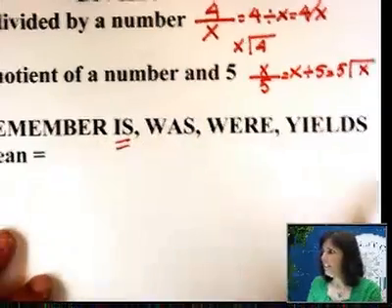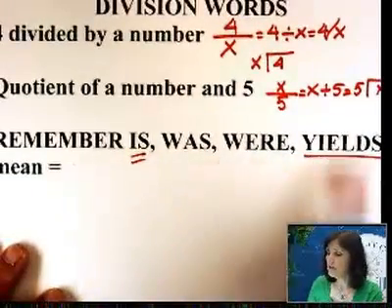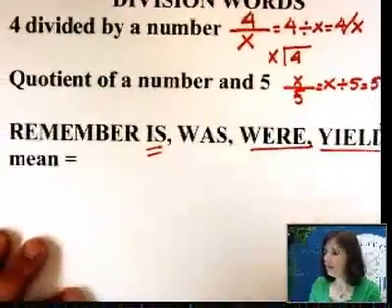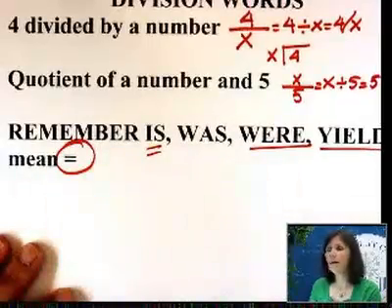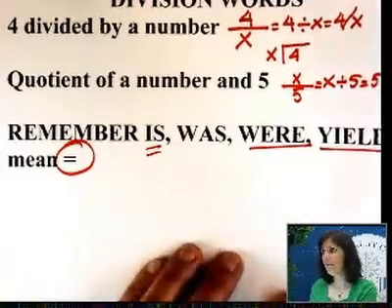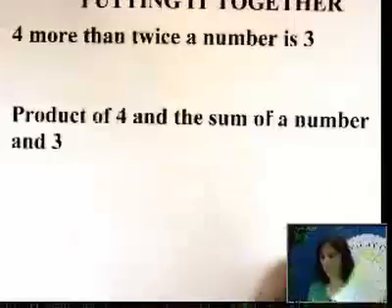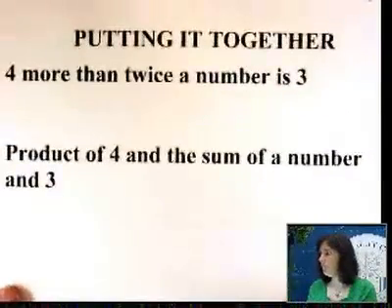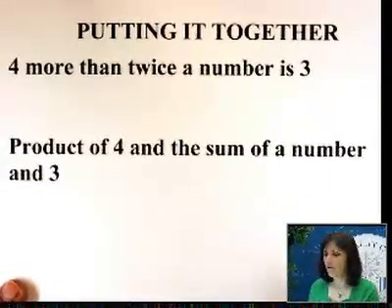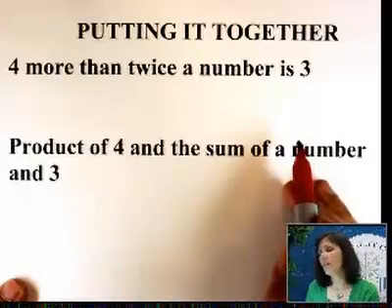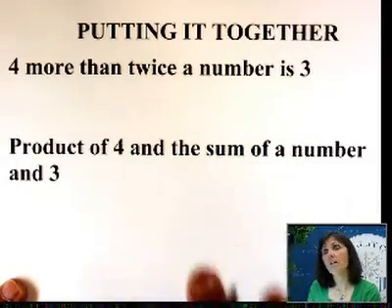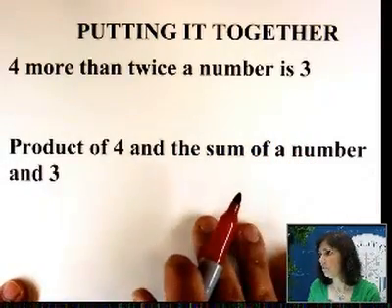When you see the word is, was, were, yields, those things, they always mean equal. Okay? So, now I think you're ready. Okay, let's do putting it all together. 4 more than twice a number is 3. Just putting down the equations.